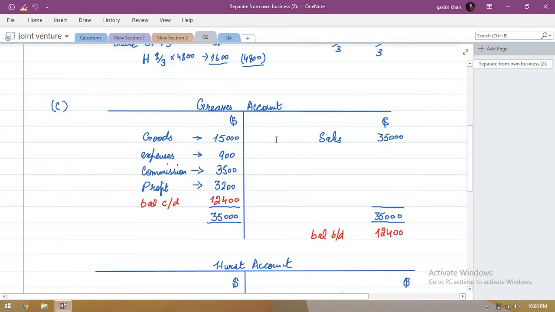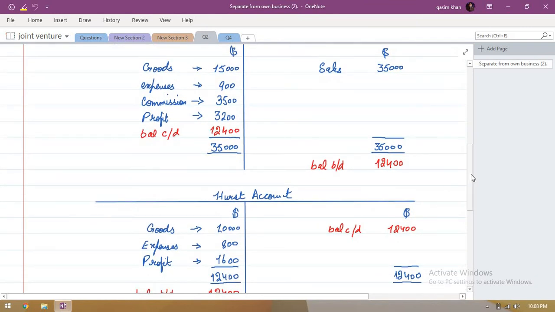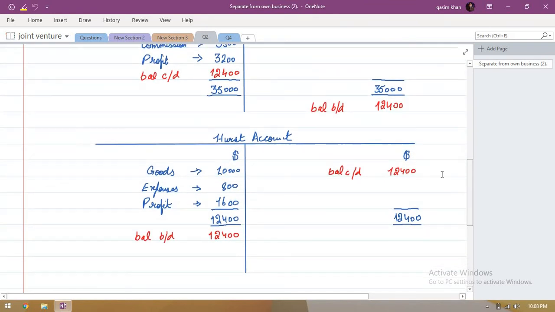He has received more than the amount owed to him, so the remaining 12,400, which is the balancing figure, will be payable to Hurst, and this is the balance brought down on the credit side. Credit side means this is a liability of Greaves.